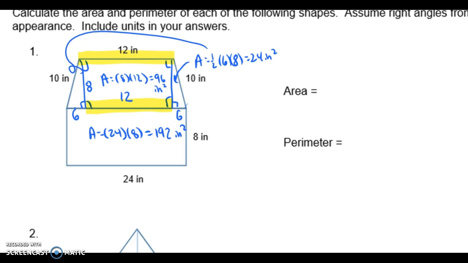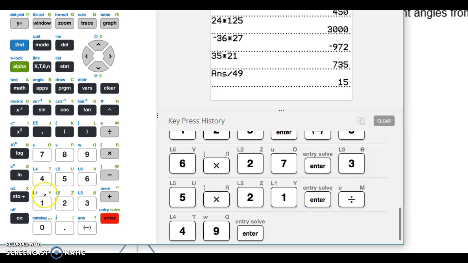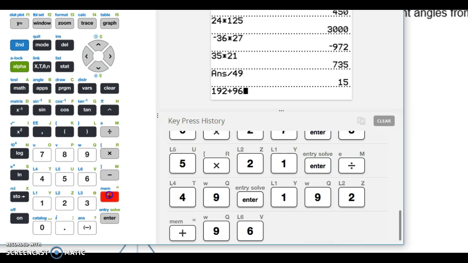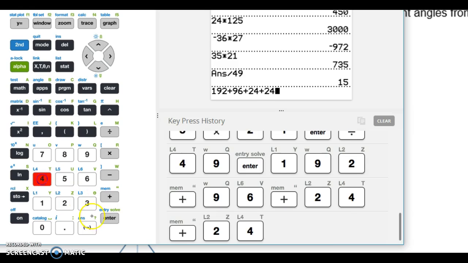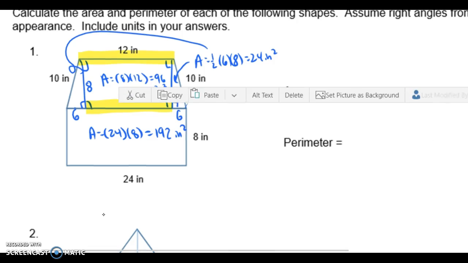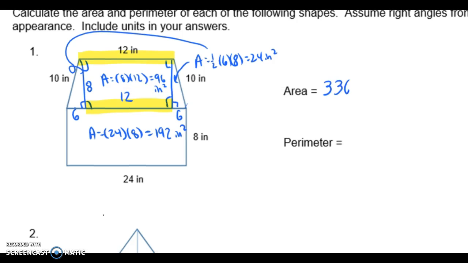So next I'm going to add these together. So I'm going to take 192. I'm going to do this on my calculator to be sure. So 192 plus 96 plus 24 plus 24 gives me 336 for my area. And perimeter is all the outside sides added up. So I'm going to take 24 plus 8 plus 8, so that's 40, plus 10 is 50, plus 10 is 60, plus 12 is 72 inches.